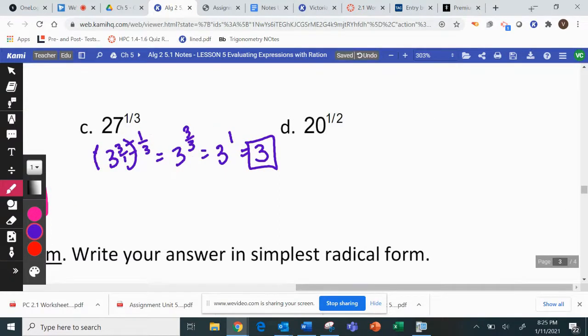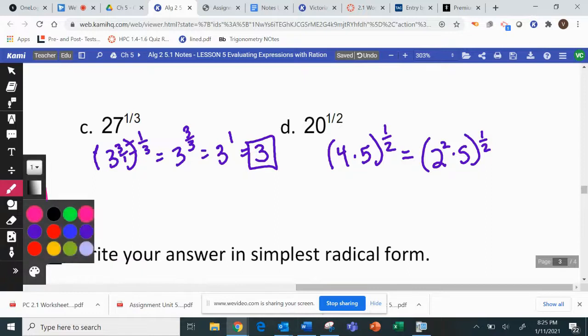And then 20 to the 1/2. I'm going to factor 20. This is a teeny bit different than the other ones. I'll write the 4 there for now. Okay, so 20 is not the same prime number over and over again. It's got 2 separate prime numbers.